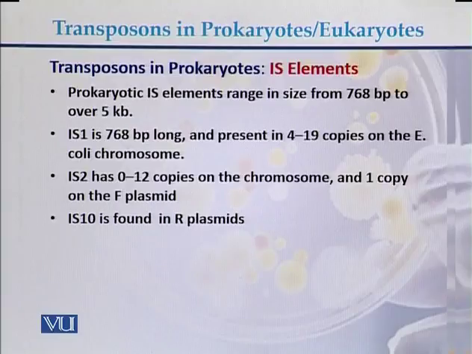Transposons in prokaryotes: what are IS elements? Prokaryotic IS elements range in size from 768 base pairs up to 5 kb. For example, IS1 is 768 base pairs long and is present in 4 to 19 copies in the E. coli chromosome. Another example of an IS sequence is IS2, which has 0 to 12 copies. Another example is IS10, which is found in R plasmids.